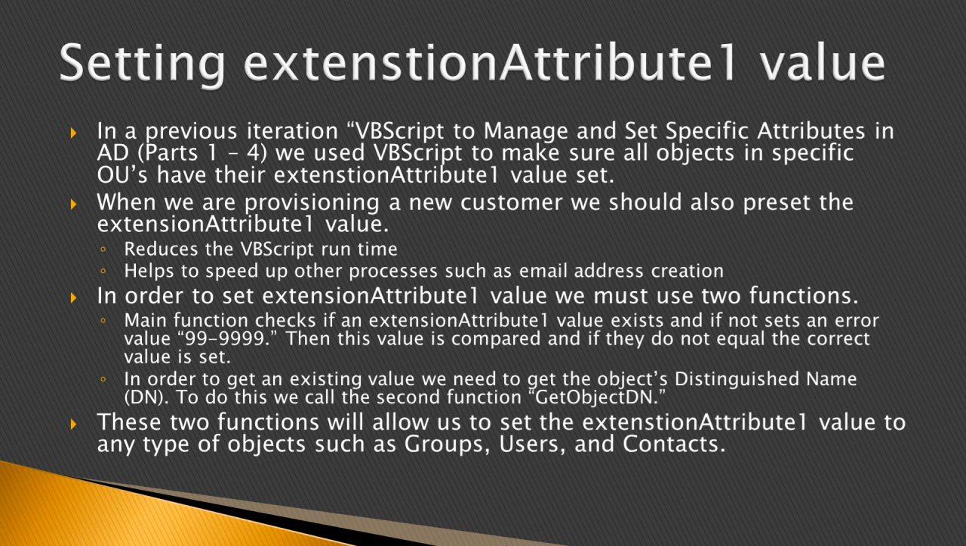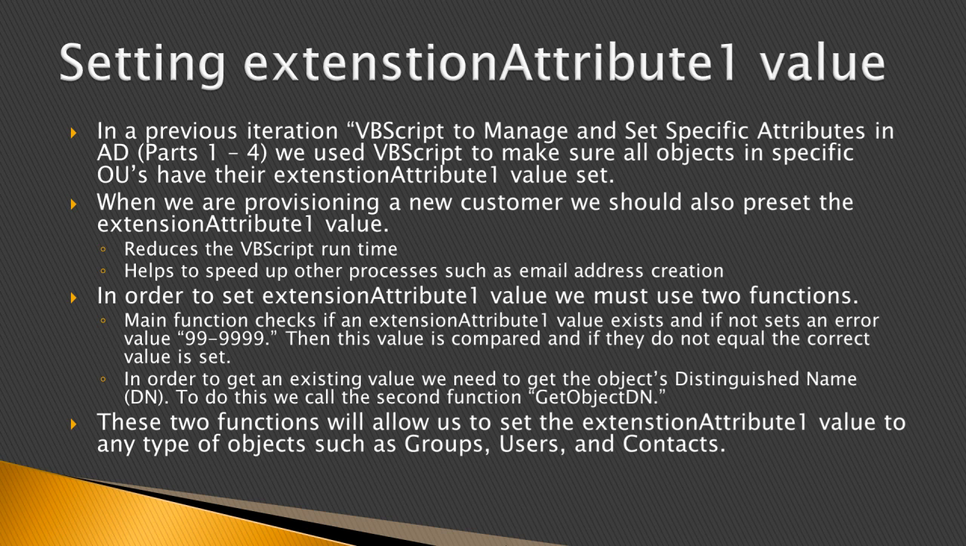So in order to set this extension attribute 1 value, we also have to use two separate functions. The main function, which you'll see, checks if an extension attribute 1 value already exists, because that is a possibility, and if not, what it will do is set an error value of 99-9999. Then when this is done, it will compare whatever value it detected or what was set, and if it does not equal the correct value, then it actually sets it to the correct one.